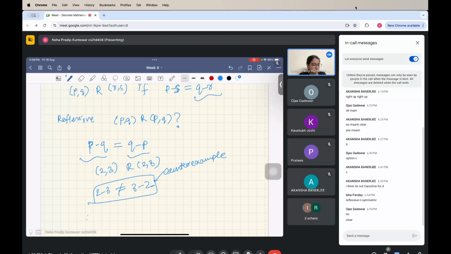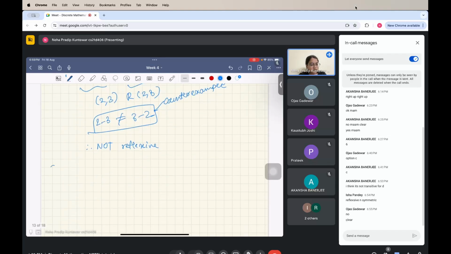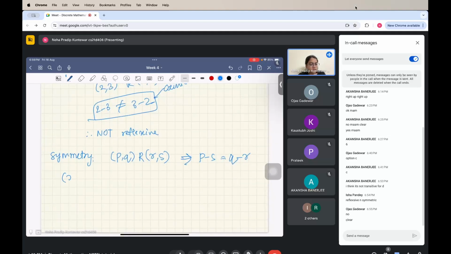So therefore this is not reflexive. To understand symmetry, say PQ is related to RS, and what that means is P minus S is the same as Q minus R. Now let's understand what RS related to PQ implies. If this were true, then what would that mean? It would be R minus P is equal to S minus Q.